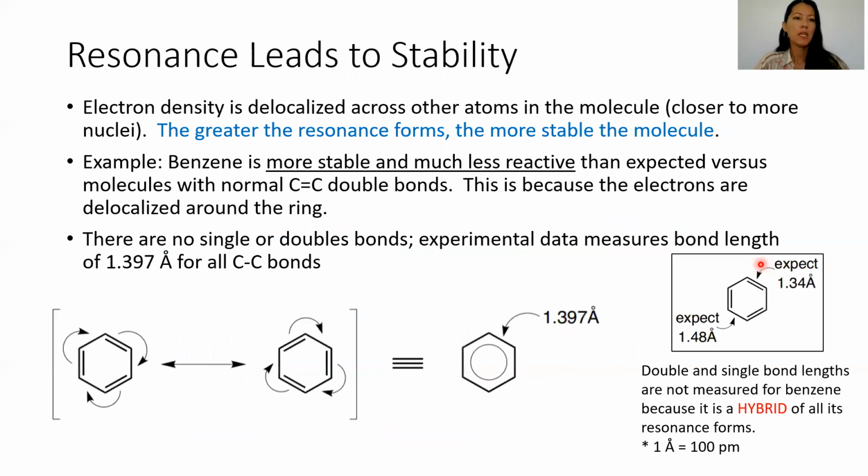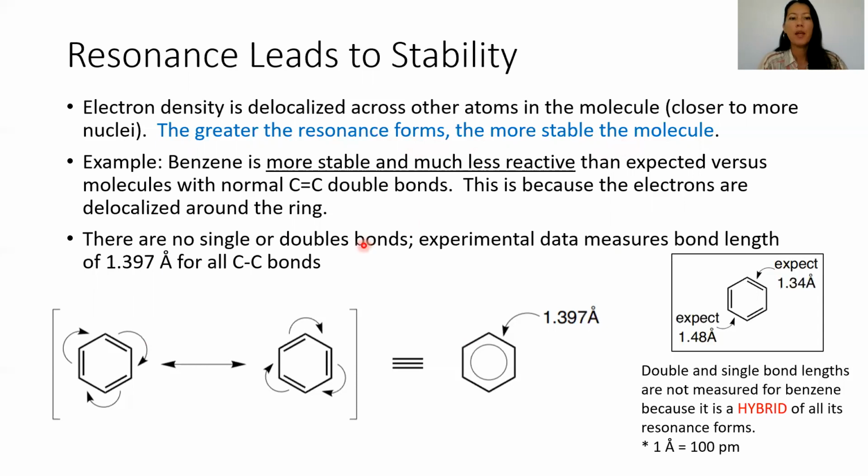Before practicing, let me tell you that resonance structures lead to stability of a molecule. The reason is that the electron density is spread out, or we say delocalized, across other atoms. That means they're closer to other nuclei in the molecule. The more resonance forms, the more stable the molecule.